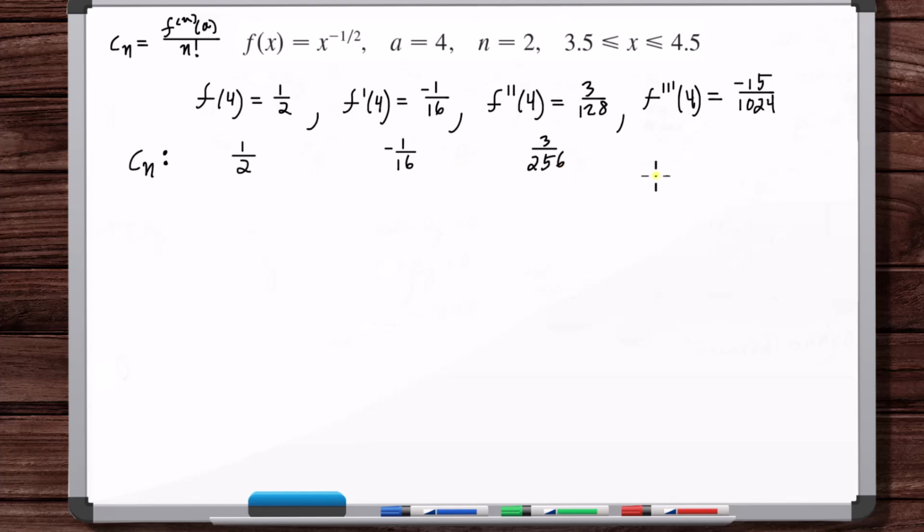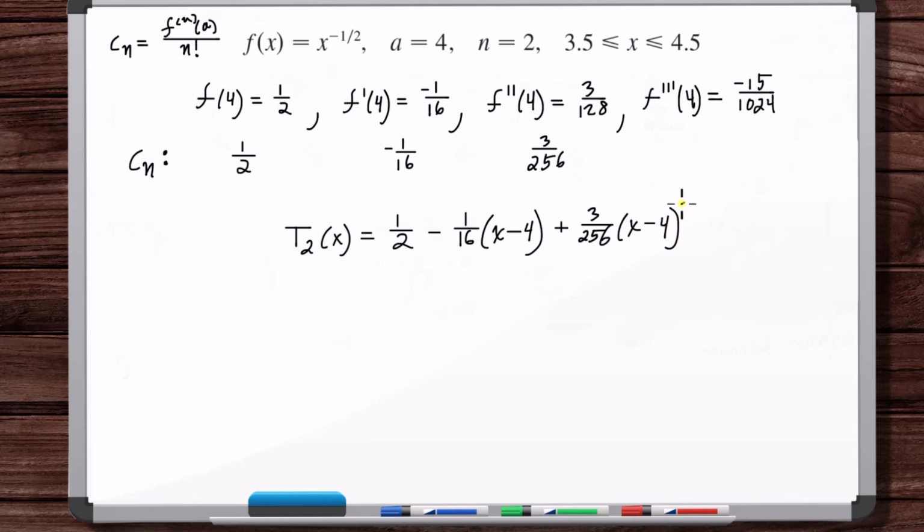Okay, and that's all we need for the Taylor polynomial. So we've got t sub 2 is 1/2 times x minus a to the 0, and then minus the coefficient here times x minus a, which is x minus 4 to the first power, and then the c sub 2 times x minus a squared. So yeah, there's the second order.